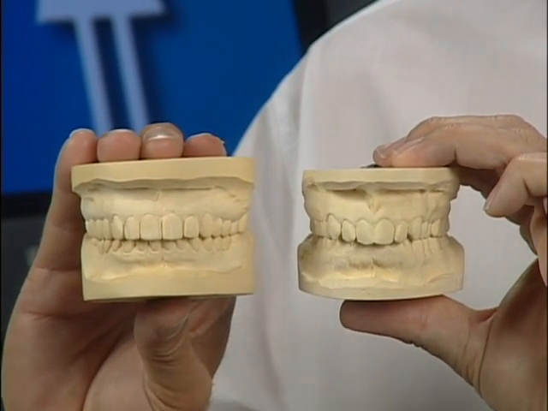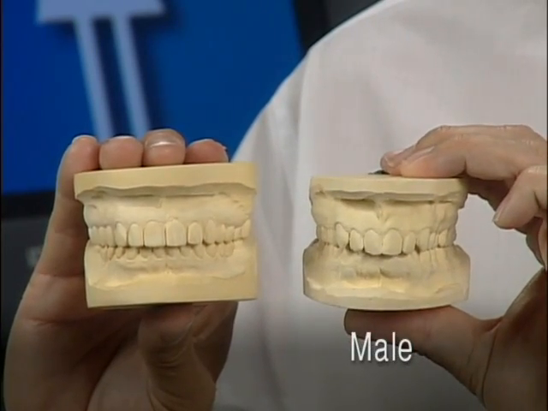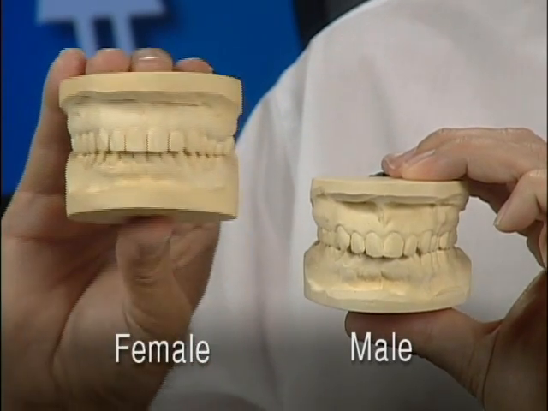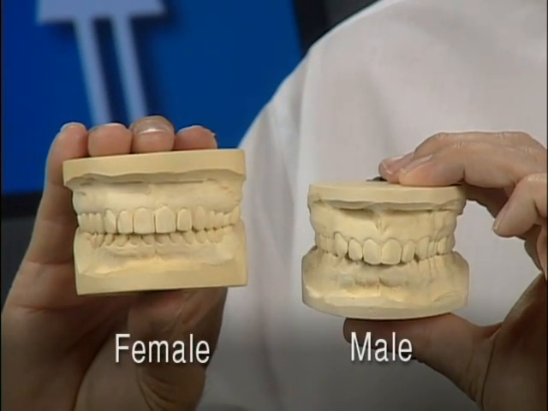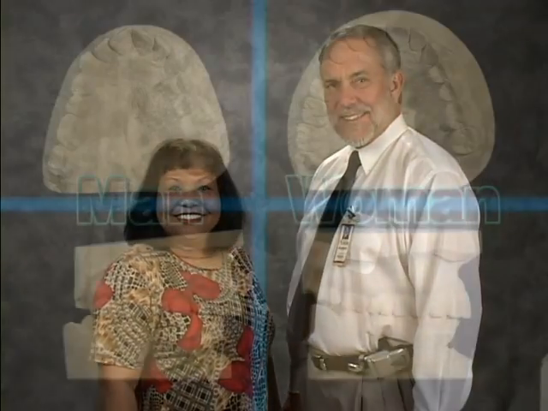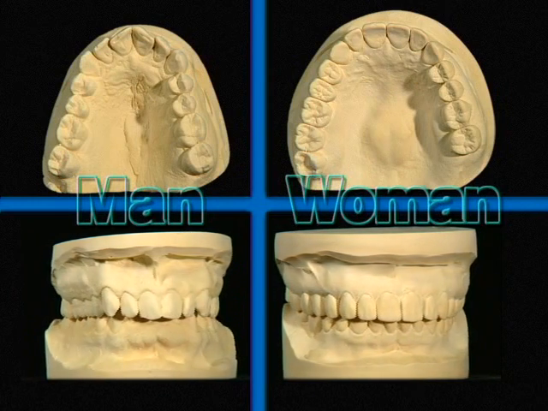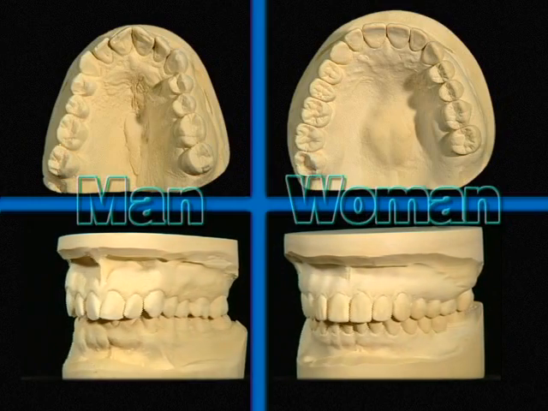For example, compare these two full arch models. The one on the right is mine. The model on the left is from a woman. Compared to my mouth, her arch is much wider and the teeth are much bigger. There was a time when I would have thought that because I was a bigger person and a male, my teeth would be bigger. But they're not. In fact, if all we looked at were teeth, I would have picked my mouth for the woman's mouth every day of the week.